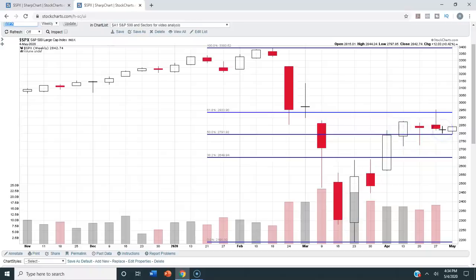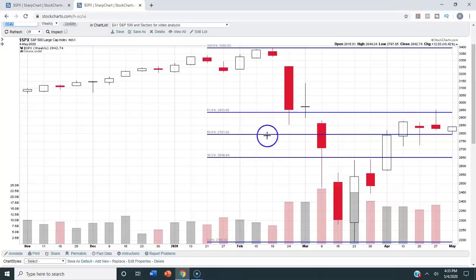So the question now becomes, will we just go sideways and build a base here, and then can we go higher from there? Or is this a stalling action where we're going to roll over and go lower? Nobody knows for sure, so we're just going to have to keep our eye on this, okay? So 2850 at this point is the major overhead resistance point, and of course, the higher the market tries to climb from here, the more overhead resistance we will run into.